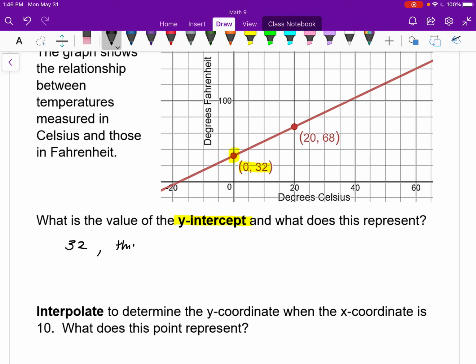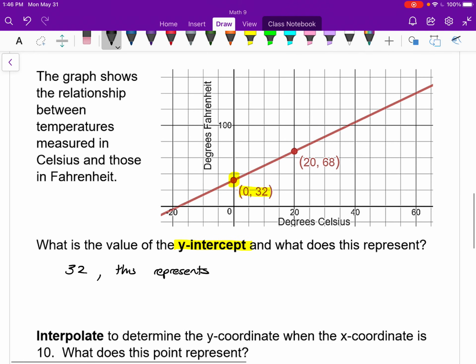And this represents what? Well, this represents the equivalent of 0 degrees Celsius in Fahrenheit. So again, the 0 is the x-coordinate, which is on the x-axis, so 0 degrees Celsius, and 32 is the y-coordinate, which is referring to the y-axis, so degrees Fahrenheit. So this represents what 0 degrees Celsius is in Fahrenheit. Now, what's special about 0 degrees Celsius? 0 degrees Celsius is the freezing point of water.